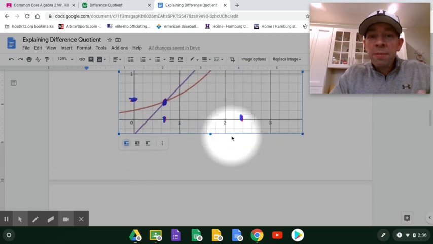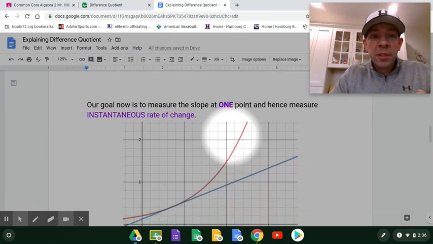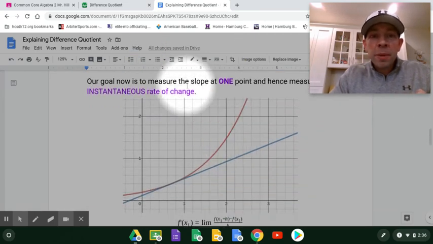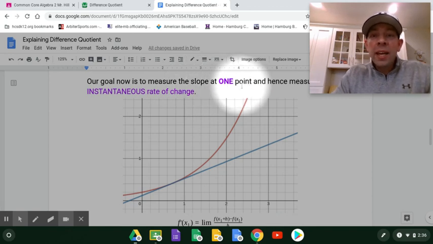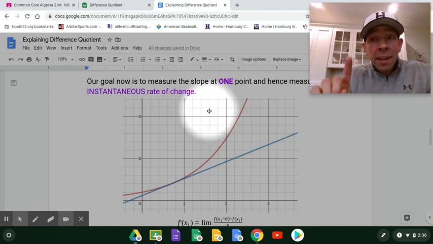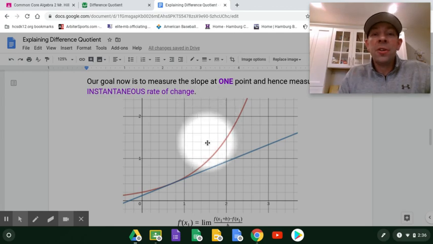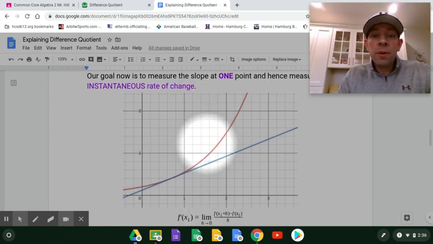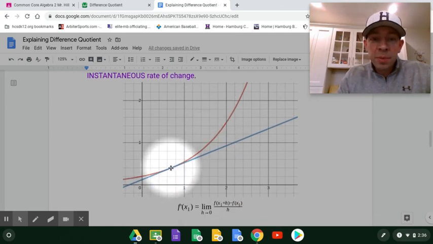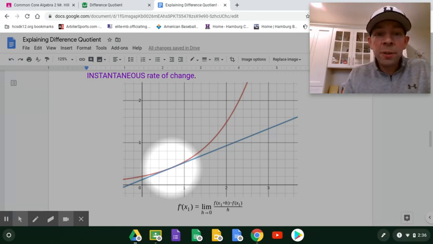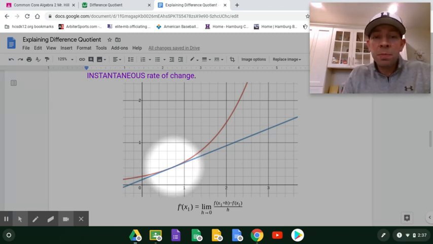But we don't always have the luxury of 2 points. So our new goal is to measure the slope at 1 point, and hence measure what's called not the average, but the instantaneous rate of change. So now this particular point right here where my crosshairs is sitting is where the blue line intersects the red curve, and the instantaneous slope of the red curve, at this particular moment anyway, is equivalent to the slope of that blue line.